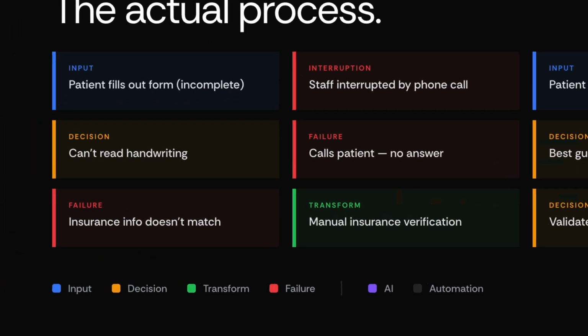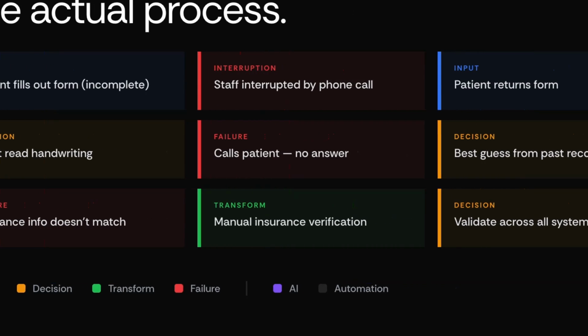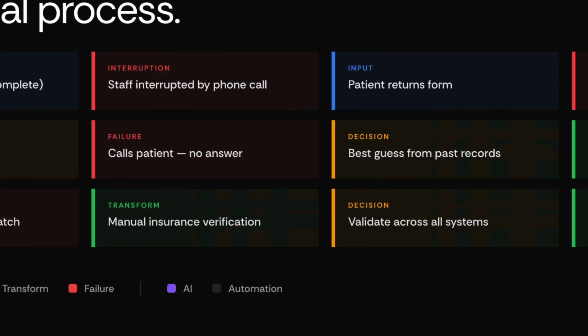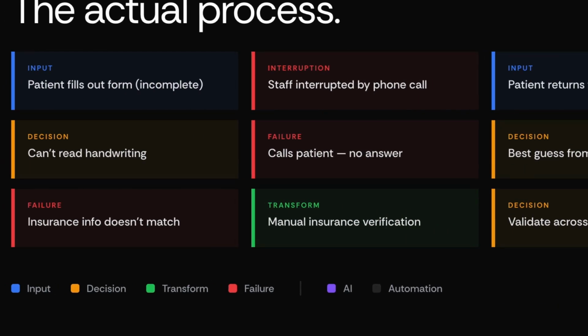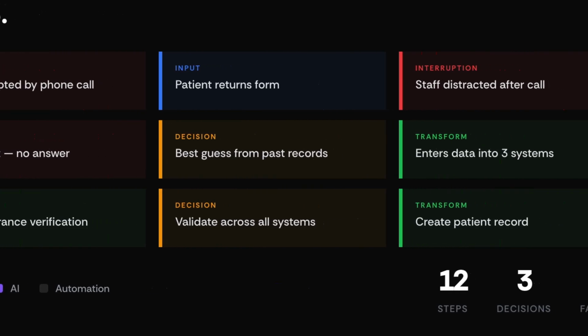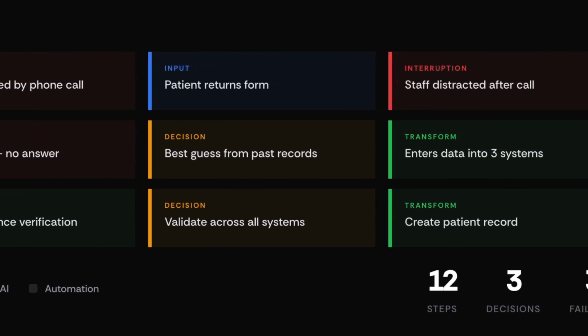The patient fills out the form that is sometimes incomplete. A staff member gets interrupted by a phone call. The patient returns the form, but the staff member is distracted. When they get off the phone, they read the form and they can't understand the handwriting. The staff member calls the patient to clarify. The patient doesn't answer their phone. The staff member tries again to read the handwriting and makes a best guess based on previous records.